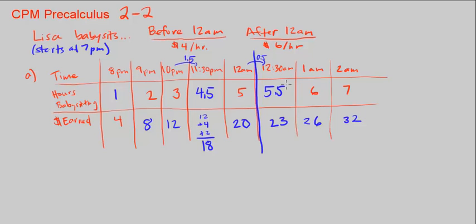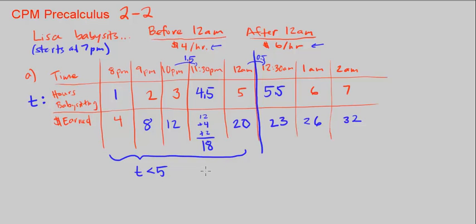Since the rate changes at t equals 5, where t is the hours babysitting, that's where the time changes and also the rate, from $4 to $6 an hour. We need two different rules. One for t less than 5. So this over here is t less than 5 hours.